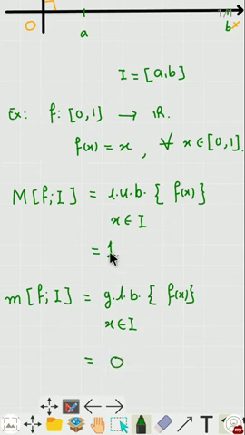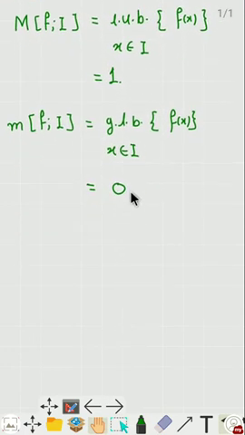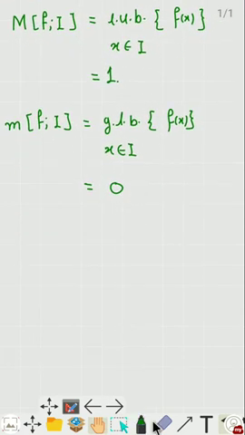So 0 and 1, they are members of this set, but we are not taking these numbers from this set. We are taking from all the values of f of x. Okay, so let us denote graphically these two numbers now.